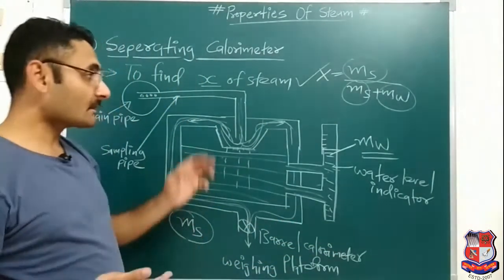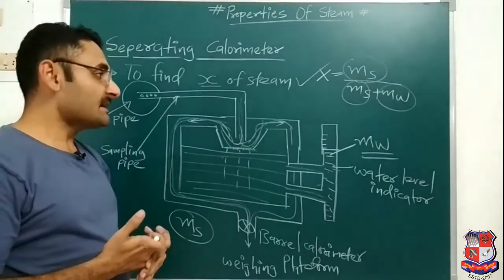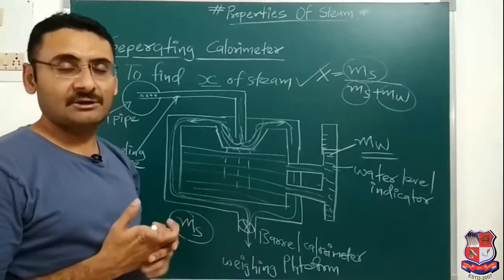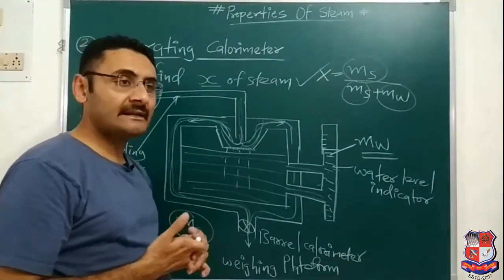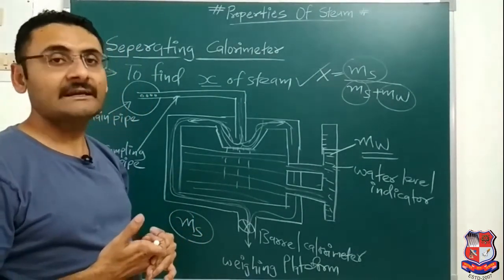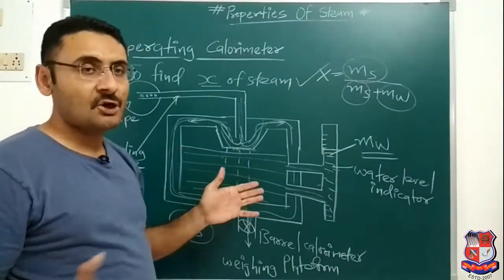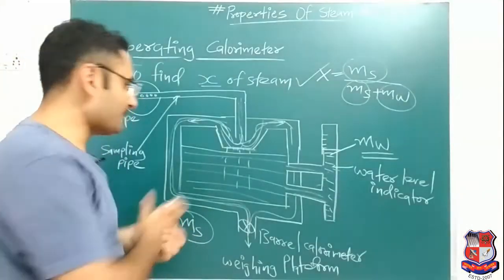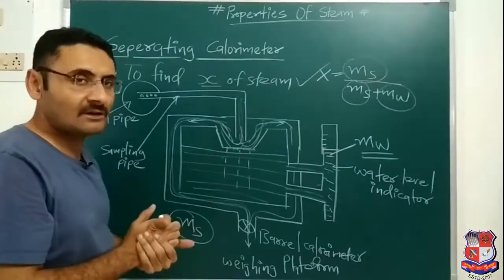Simple thing. Now the separating calorimeter has one limitation also. Which limitation? With the help of this separating calorimeter, we will not get the exact value, we will get the approximate value. Now the question may arise: why will we get the approximate value, why not the exact value? The simple reason is that the complete separation of water and vapor particles is not possible. That means completely water and vapor particles we cannot separate.